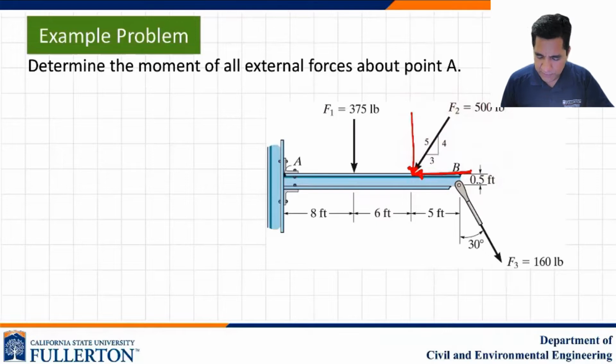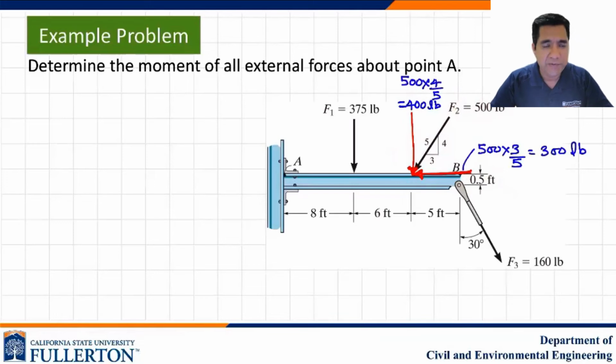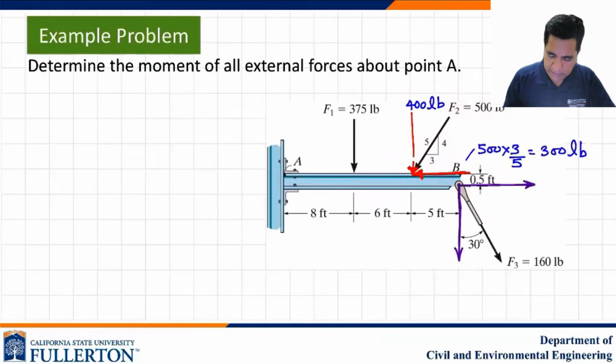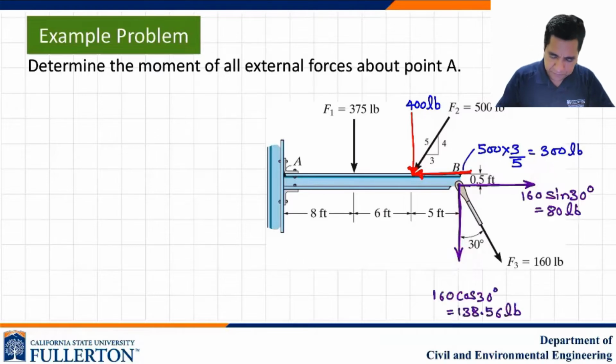So horizontal component is going to be 500 times 3/5. Vertical component is going to be 500 times 4/5. And they will be 400 and 300 pounds respectively. Now let's look at the other force, F3. The horizontal component would be like this, and vertical component would be like this, and this would be 160 cos 30, this would be 160 sin 30.